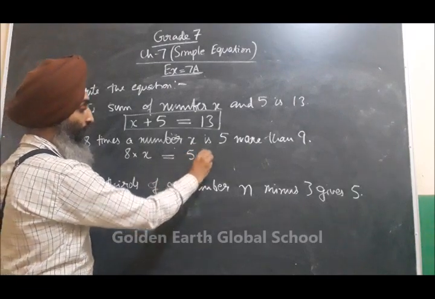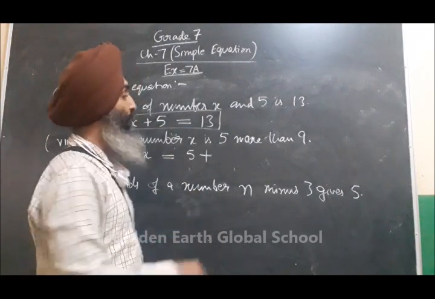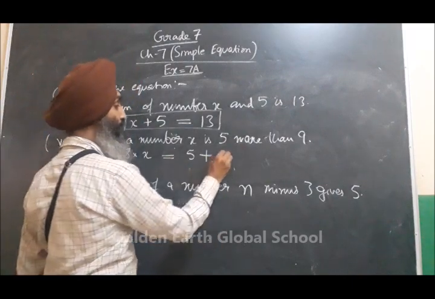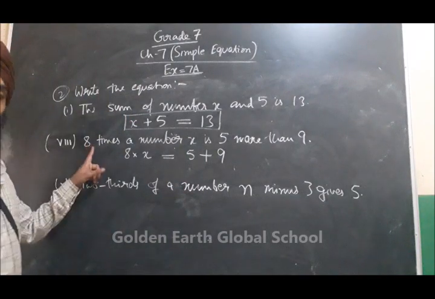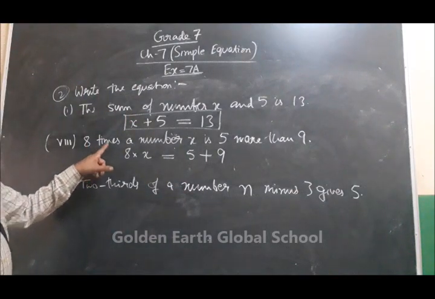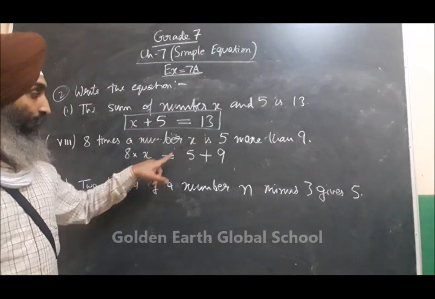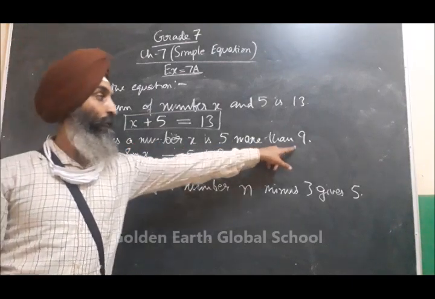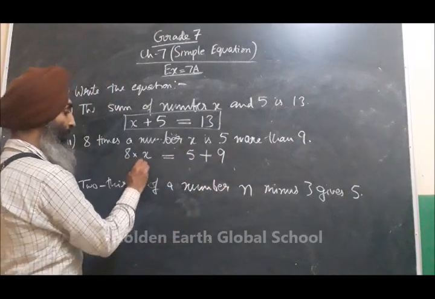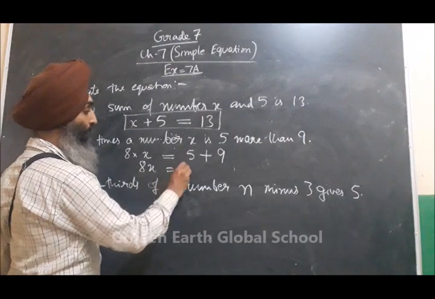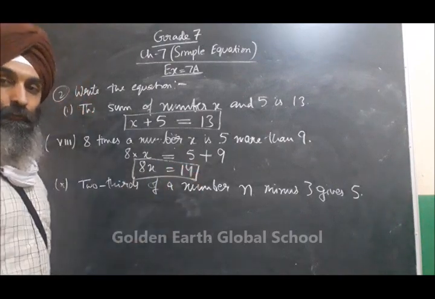8 times a number x is 5 more than 9. 5 more than means plus, less than means minus. Now read the statement again. 8 times a number, it means 8 into x, is 5 more than 9, means 5 plus 9. So you can write 8x is equal to 14. So this is the required equation.